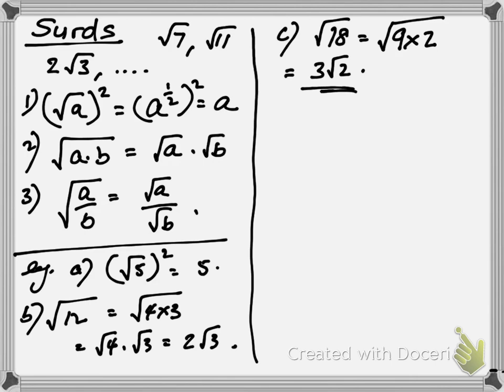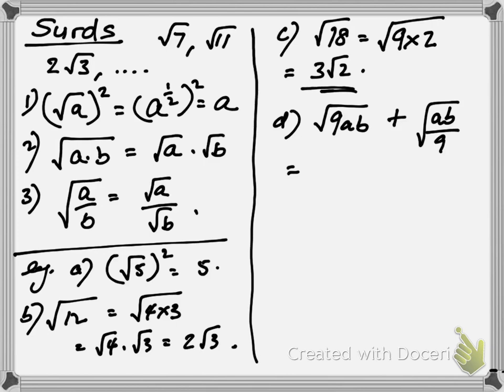Now let's try something a little bit harder. Say, simplify the square root of 9ab plus square root of ab over 9. Now you can't actually do anything about addition of surds, so we try and see if we can simplify them individually and see what we end up with.